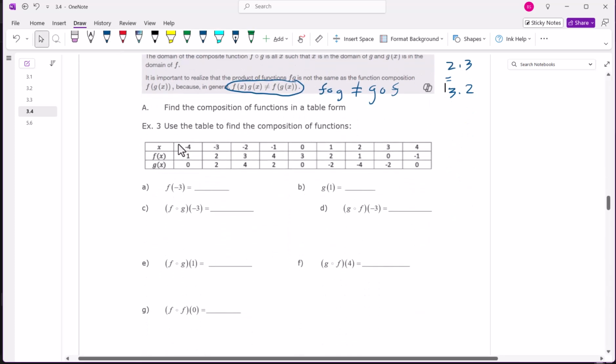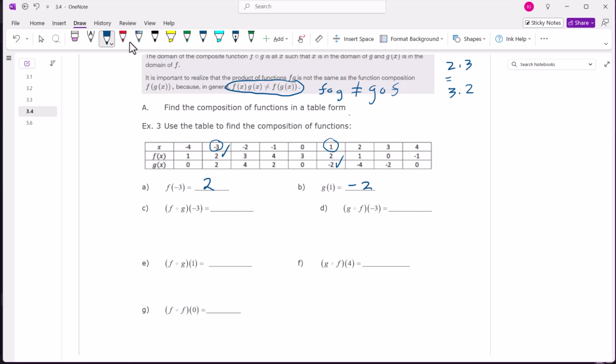So a good way to begin to look at this is if you have a table. This has x values. It has a row for f of x. It has a row for g of x. So if we're finding f of negative 3, we just look at where x is negative 3. We locate f in that row, so that would be 2. If we want to find g of 1, we locate 1. Go to the row for g. That would give you negative 2. So begin just by knowing how to look these things up.